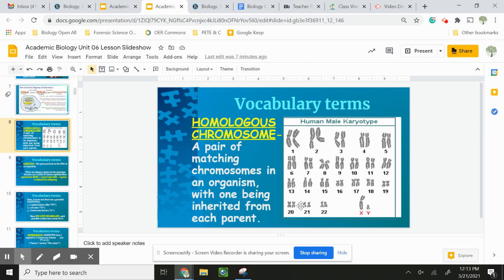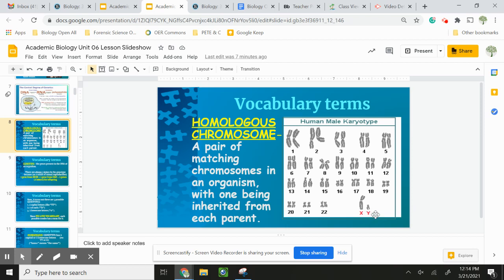We have 23 pairs, which equals 46 altogether. These last pairs, this 23rd pair here, X and Y, those are your sex chromosomes. They determine if you're going to be genetically speaking male or female, your gender. XY, you're a guy. XX, you would be considered female.